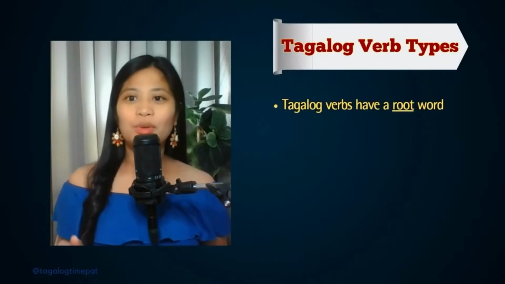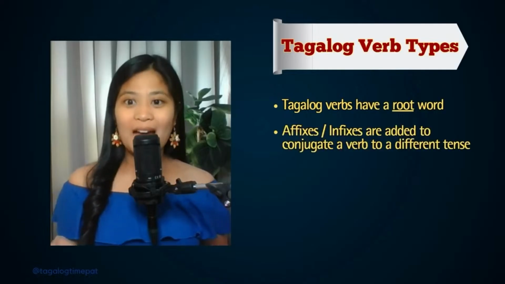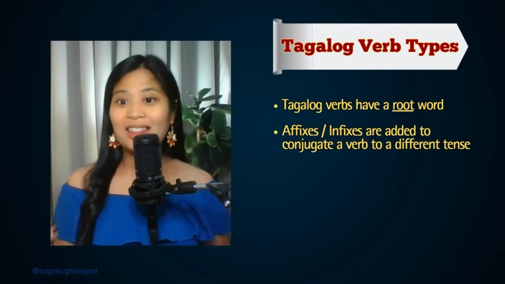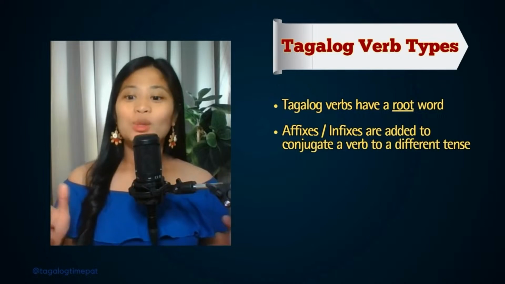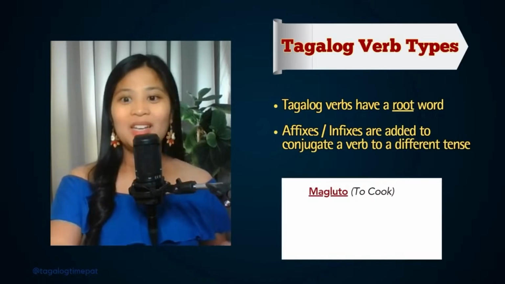Okay, so now just a review that all Tagalog verbs have a root, and then something is added to them, whether it's an affix at the beginning, maybe an infix in the middle, or even a suffix at the end, which we will see today. So something is added to the root to conjugate it to a different tense. So for example, the word magluto, to cook.